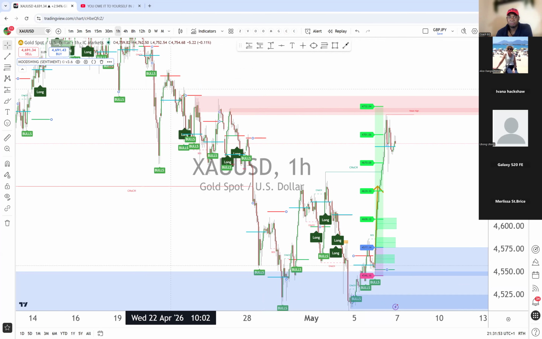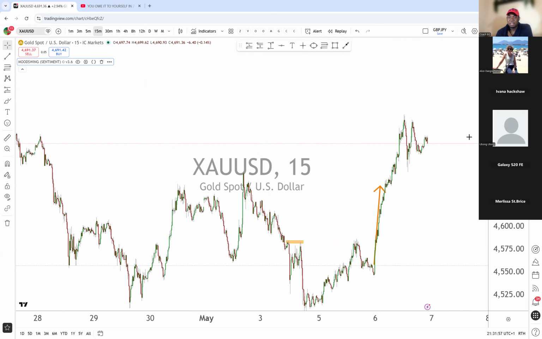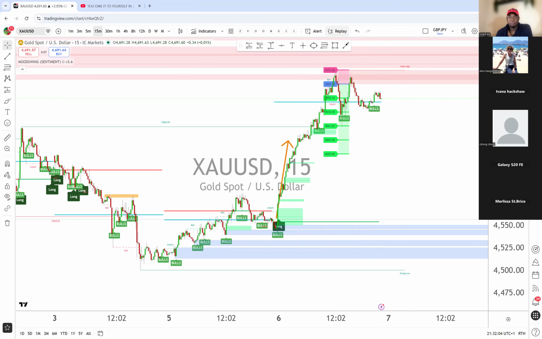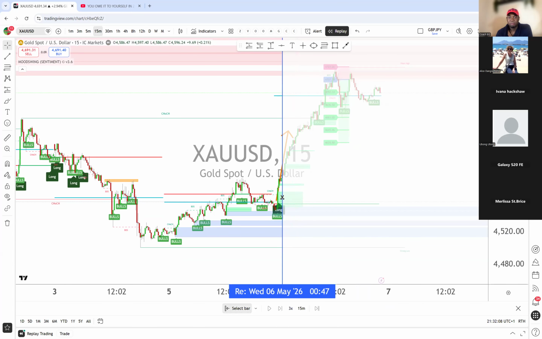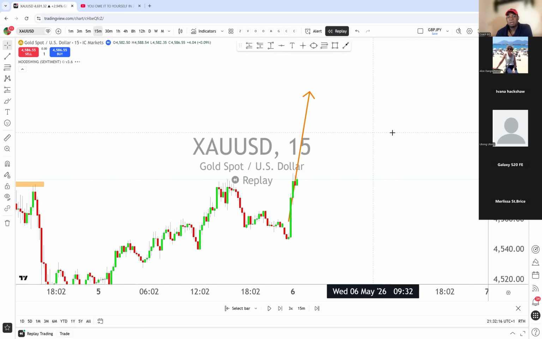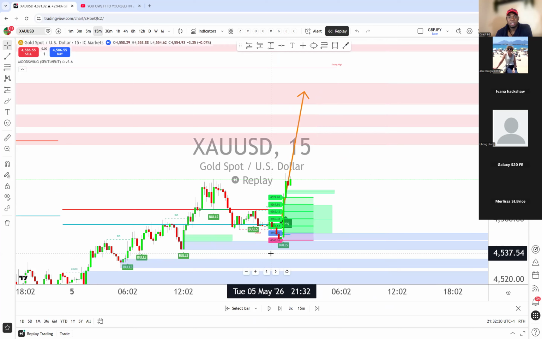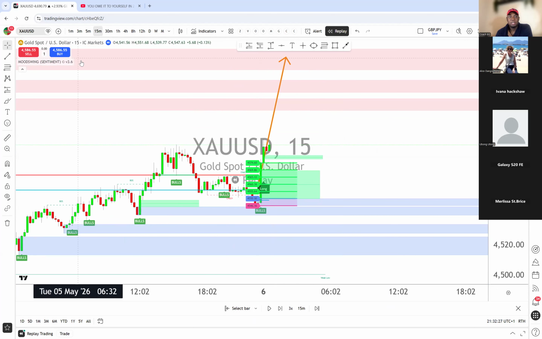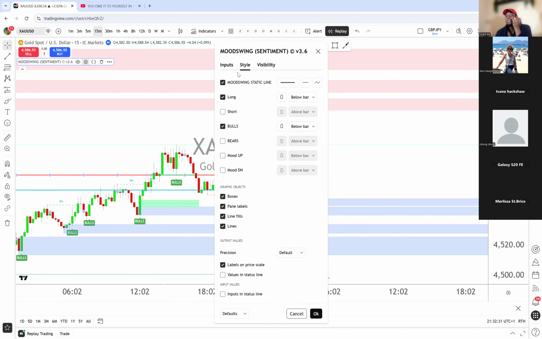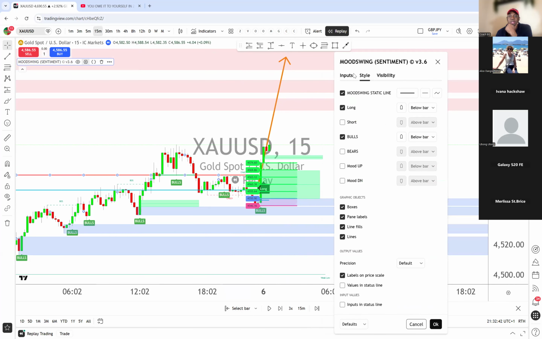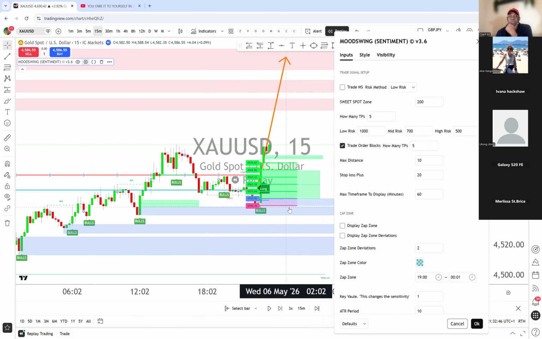So right here last night, I'll go down to a smaller time frame. Last night when there was the opportunity for a buy, let's replay. Right. So you see that the bulls and the longs came in. Let's go back to settings. So the size of this trade setup will all depend on the size of the order block, right? So there's no setting in there to change the size of the stop loss. It's just based on the size of your order block.